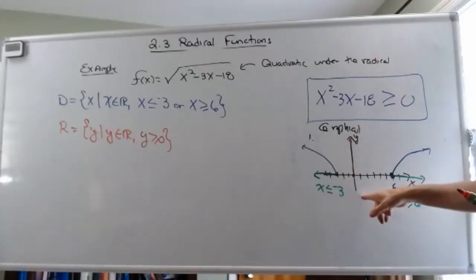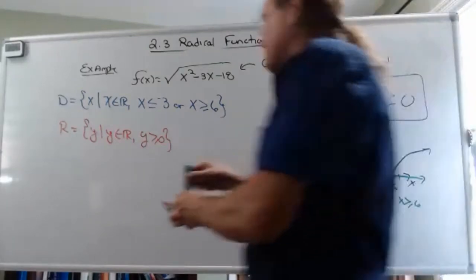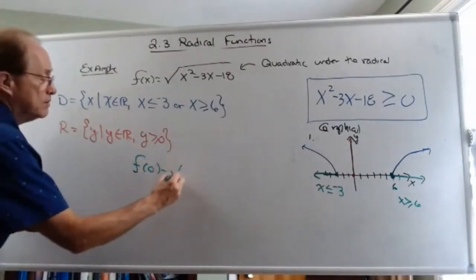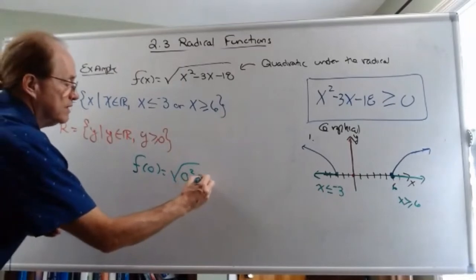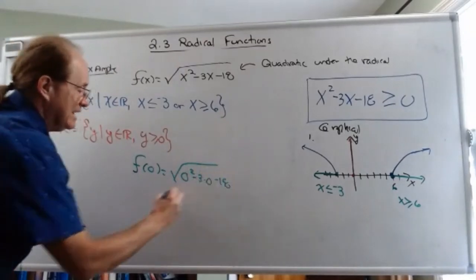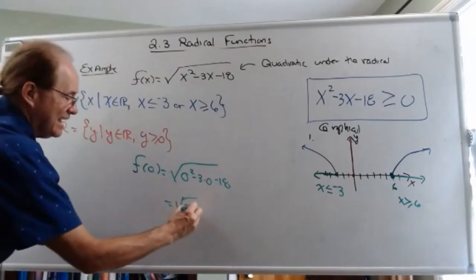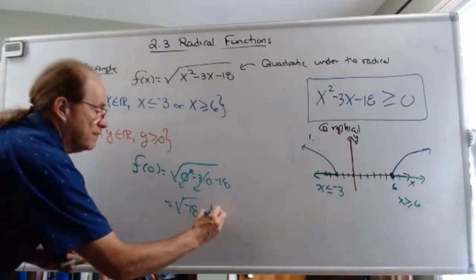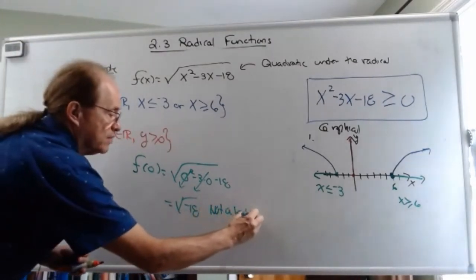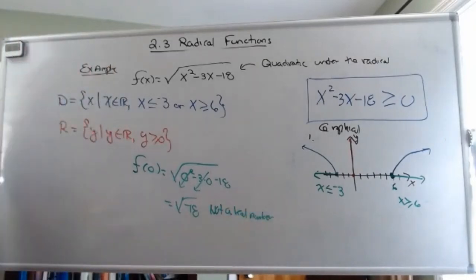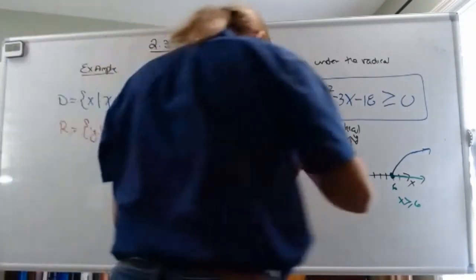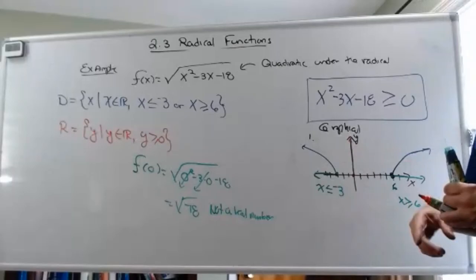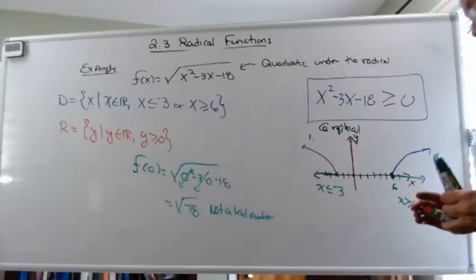If I pick anything in here, for example, if I plug in 0, let's just verify this. f of 0 is the square root of 0 squared minus 3 times 0 minus 18, which gives me the square root of -18, because those other terms are gone. That is not a real number. That's why it is not displayed in your Desmos kit. I'm trying to avoid taking the square root of a negative number, and that's what happens here. I let the calculator do the work.